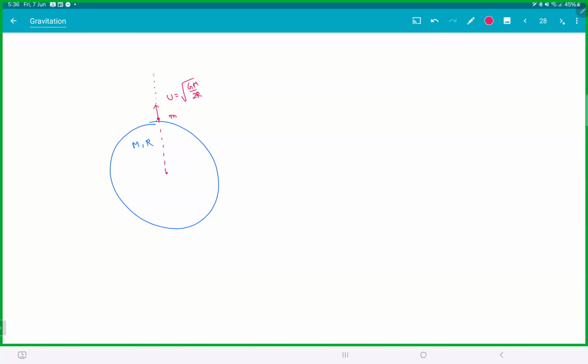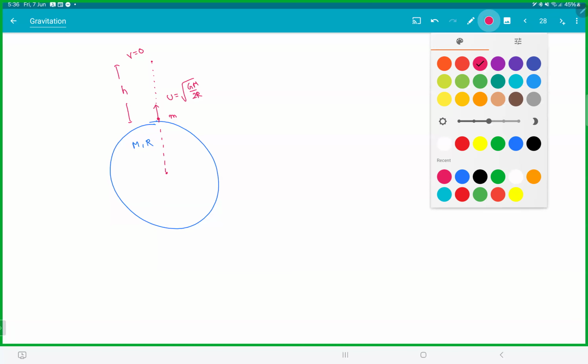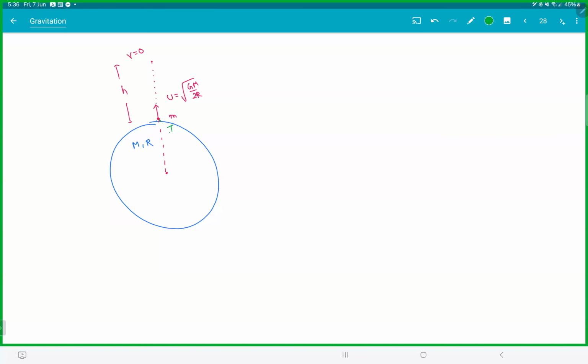So this thing reaches somewhere here and finally it stops. Let this be height h. This is your state 1. This is your state 2. Energy conservation. Energy in state 1 is equal to energy in state 2. Initial energy, potential is minus GMm by R. Potential into mass is potential energy.